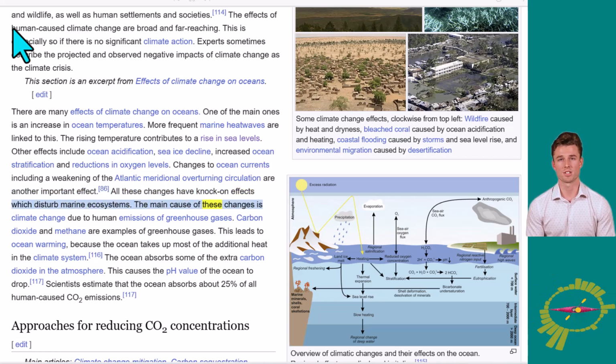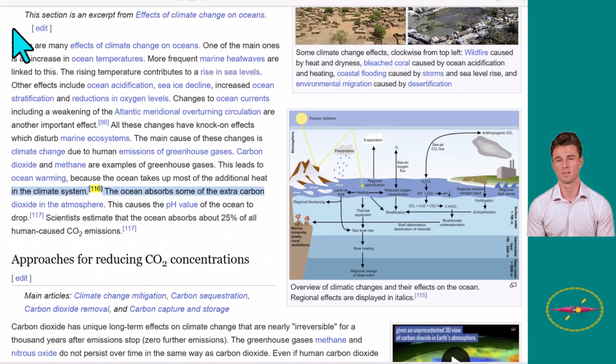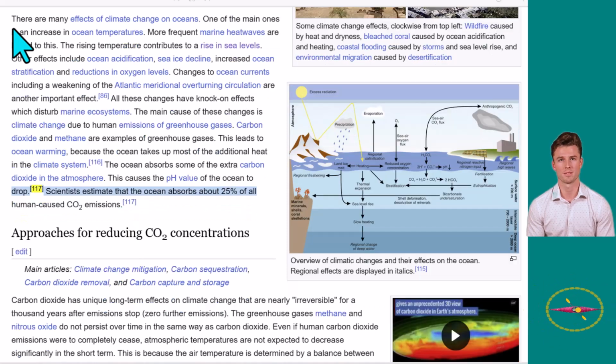The main cause of these changes is climate change due to human emissions of greenhouse gases. Carbon dioxide and methane are examples of greenhouse gases. This leads to ocean warming, because the ocean takes up most of the additional heat in the climate system. The ocean absorbs some of the extra carbon dioxide in the atmosphere. This causes the pH value of the ocean to drop. Scientists estimate that the ocean absorbs about 25% of all human-caused CO2 emissions.